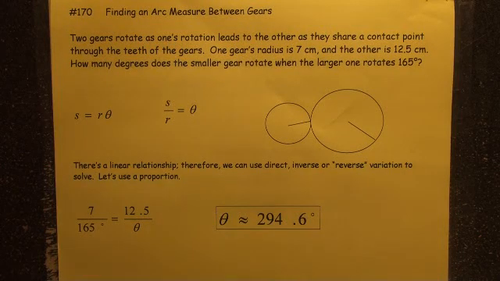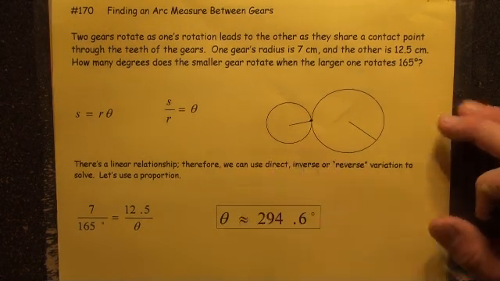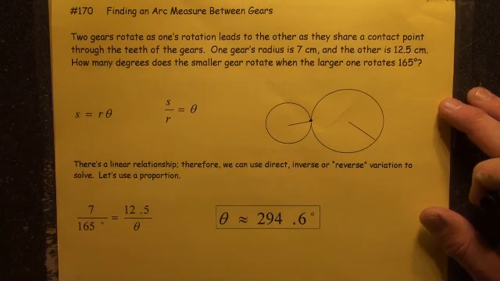Video number 170, finding an arc measure between gears. In this problem, we're going to take a look at two gears. Rotating, one leads to the other's rotation at a contact point. Here's the contact point here, through the teeth of the gears.